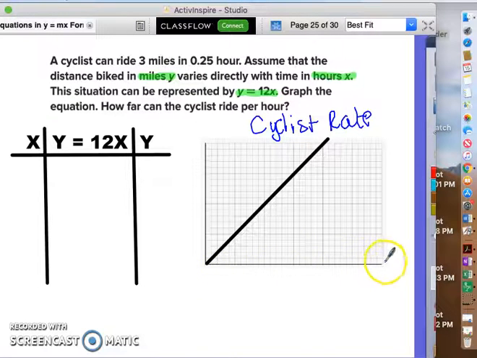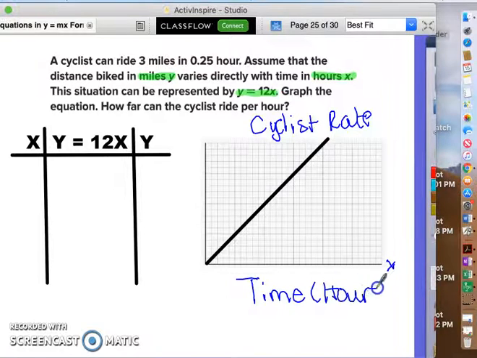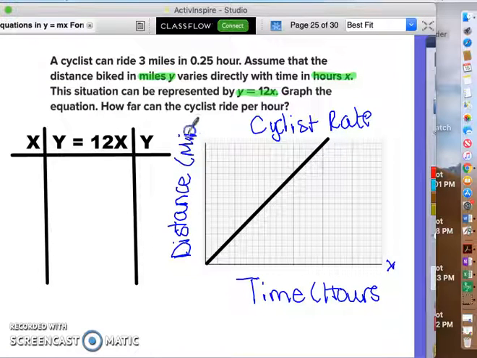Remember, this is our x, and our x is hours. So this is going to be time, and it's in hours. Okay, over here is going to be our distance, and it's going to be in miles. All right, so I'm going to pick some points. Because our slope is 12, I can pick nice, easy numbers, and I'm going to solve.